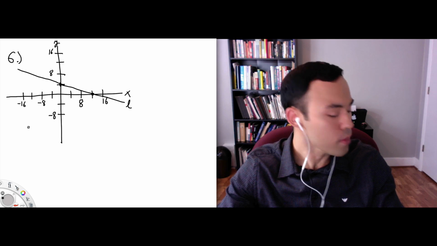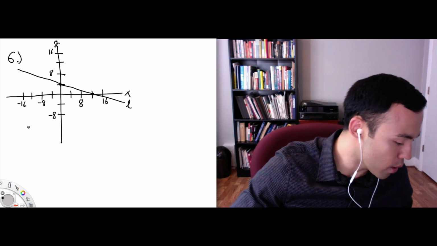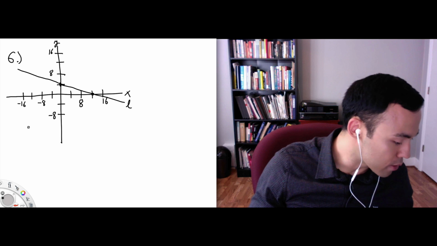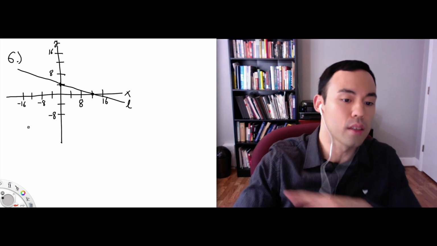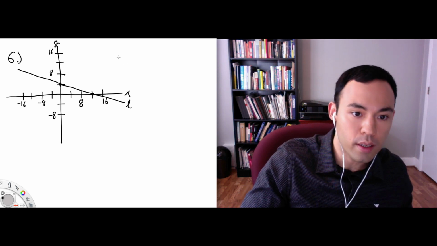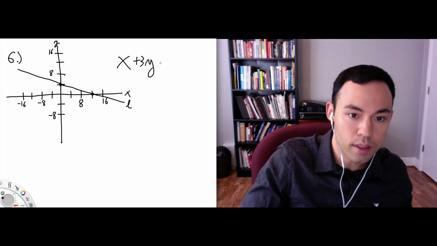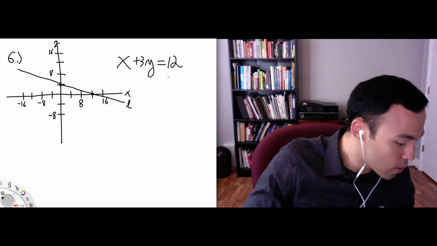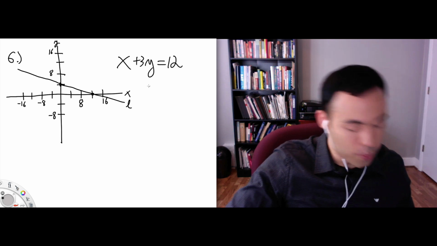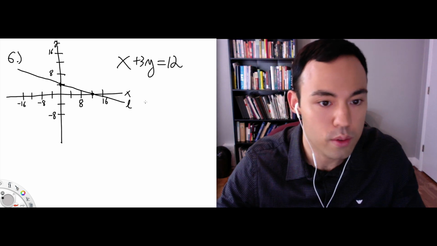Okay, number 6 here. In the xy plane above, the equation of line L is x plus 3y equals 12. Let me write that out here. X plus 3y equals 12. Okay, which of the following is an equation of a line that is perpendicular to line L? So we're going to have to talk about 2 concepts here.